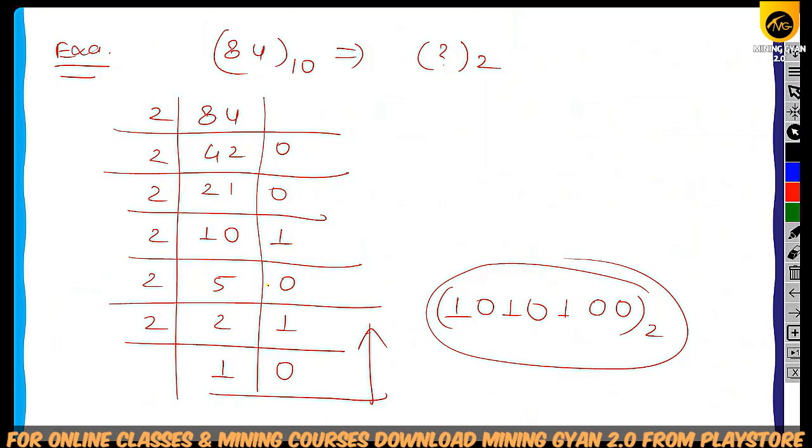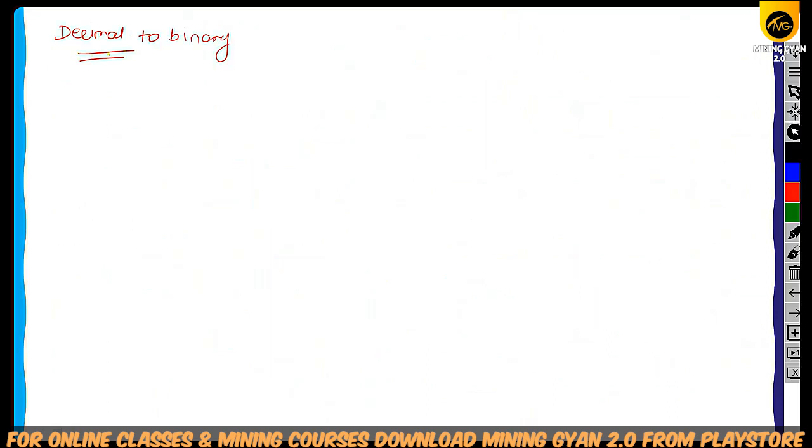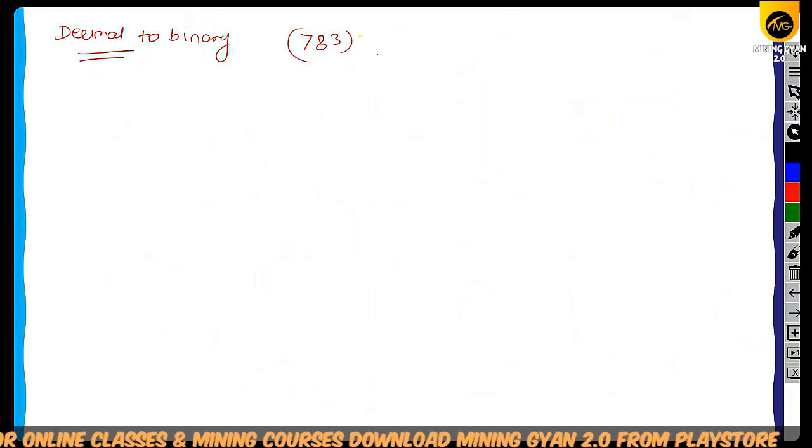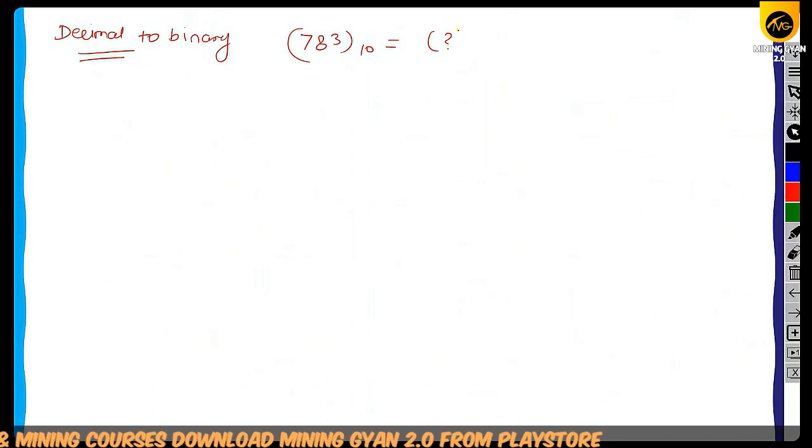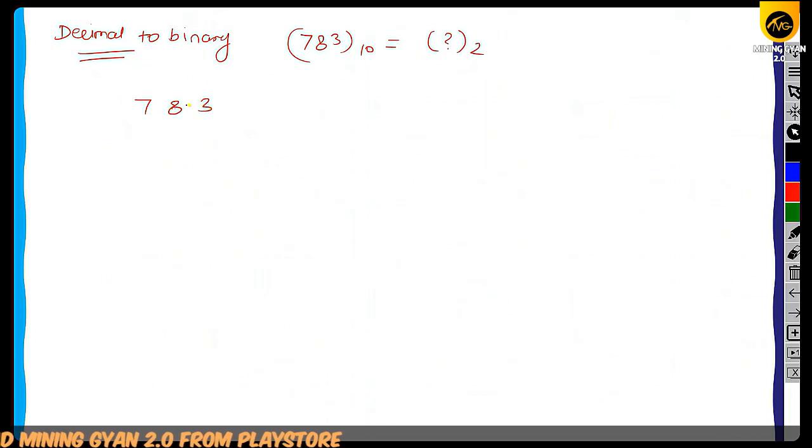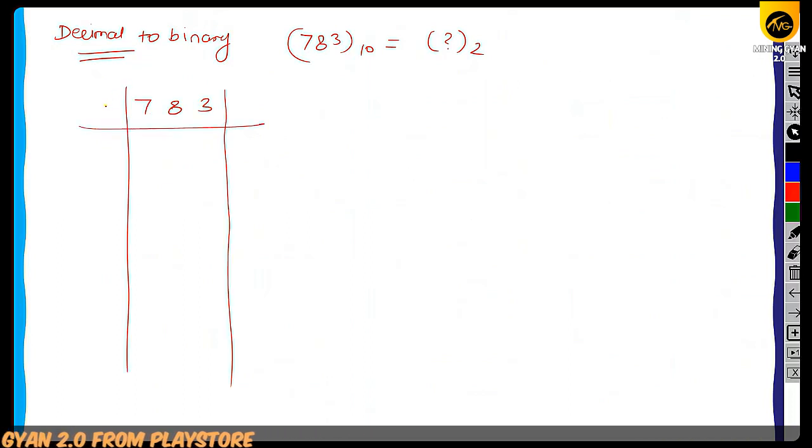Okay, now let's do some more examples. Decimal to binary system. The question is 783, which is in the form of decimal system. We have to convert it into the binary system. Okay, so 783 divided by 2.